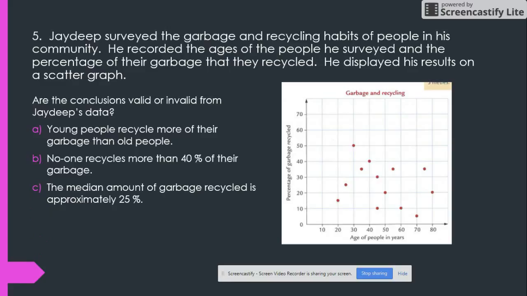The median, so that means the middle amount of garbage recycled is approximately 25%. So 25% sits here. Would you say that's the middle? Valid or invalid? And the last one, the mode amount of garbage recycled. So the most popular amount of garbage is 35%. So 35% is here. Is that the most popular amount? Valid or invalid? And that, my darlings, is that.